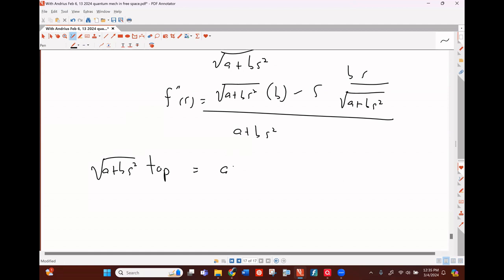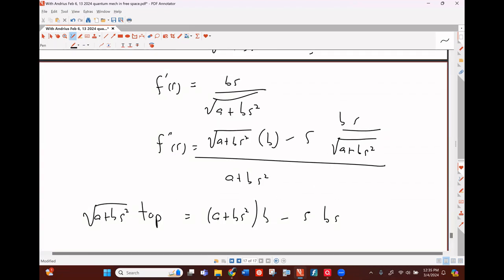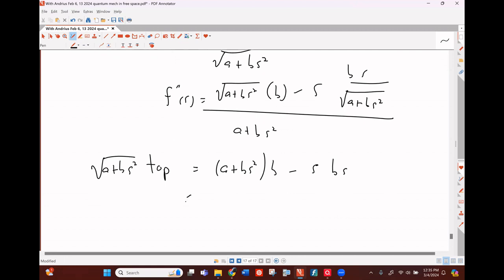So it's going to be a plus b s squared times b minus s times b s. Okay, and so that will be a times b. No, there's a b squared. I'm sorry. I want to make sure I did this computation correctly. So this is going to be a b plus b squared s squared minus b times s squared.